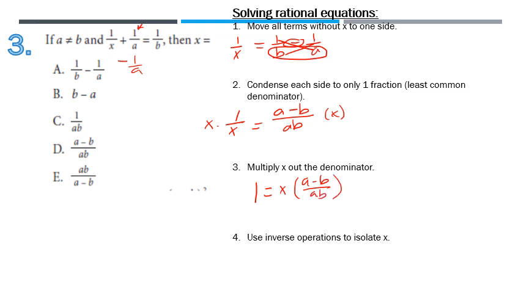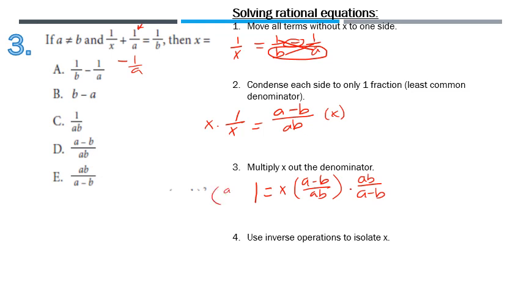Okay. Third, we're going to use inverse operations to isolate x. So this is a fraction. The inverse of a fraction is to multiply by its reciprocal. So we're multiplying by the reciprocal. So we're going to multiply by a over b times a minus b. And what we do to one side, we have to do to the other.